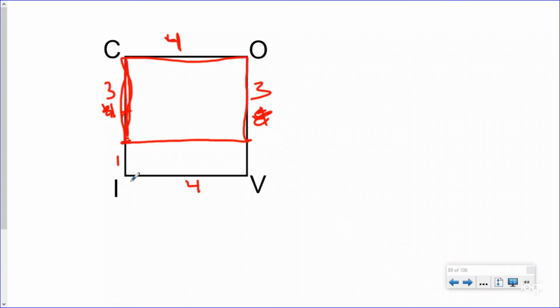Because if I'm folding this tip to touch right here, that means I'm going to be folding it on this line, which is 1/4. So 1/4 of 4 is 1. So I'm going to be getting rid of this 1, and my new width will be 3. So when I do my length times my width, the new area of my rectangle is going to be 12 square units.